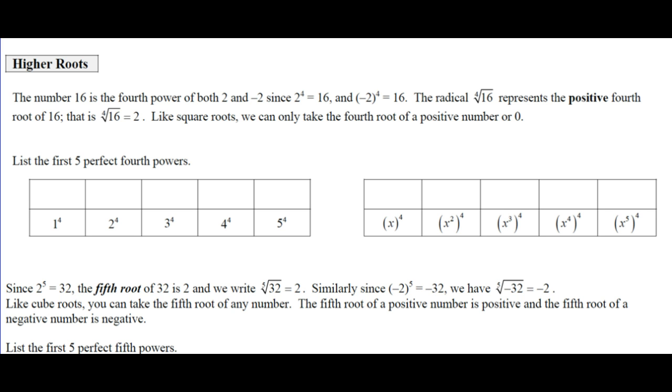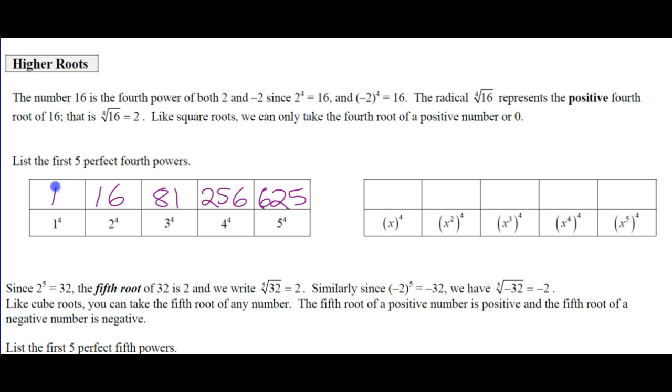List the first 5 perfect fourth powers. So 1 to the fourth is 1, 2 to the fourth is 16. They gave that one away. What's 3 to the fourth? 81. What's 4 to the fourth? 256. What's 5 to the fourth? 625. Good. And 6 to the fourth is big, it's 1296. And 7 to the fourth, that gets really big. So you know if you're looking for a fourth power.